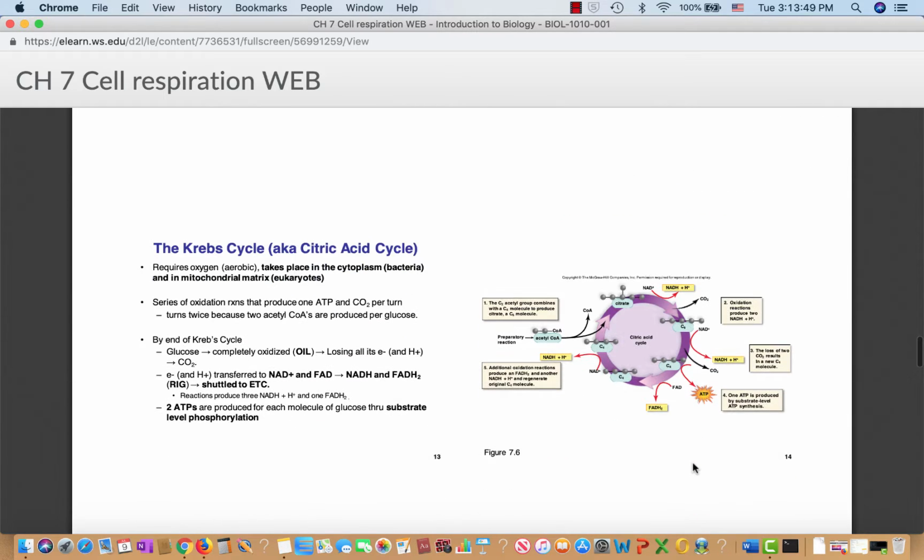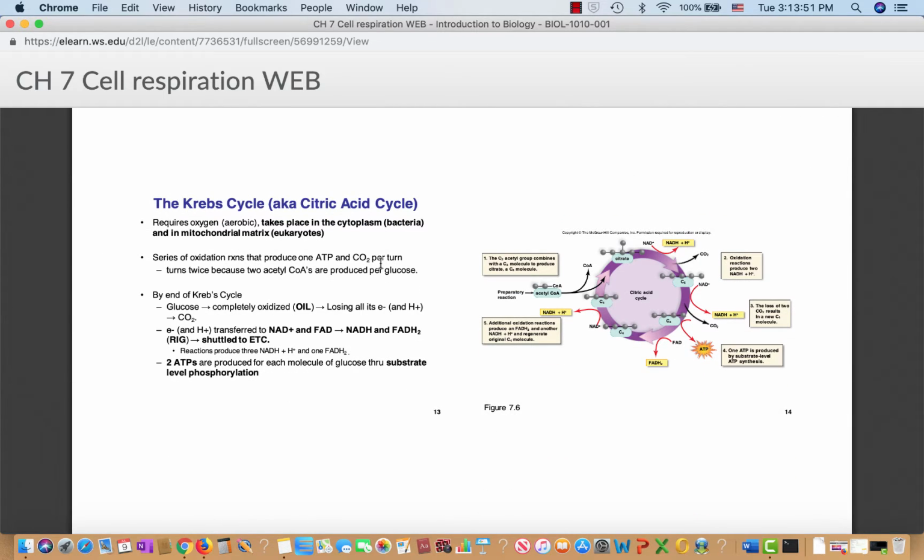So far so good. We go to the citric acid cycle, and this requires oxygen. It's an aerobic reaction. It takes place in the cytoplasm of bacteria, but we're not bacteria, so it takes place in the mitochondrial matrix. And again, mitochondria is not enough. It's the matrix of the mitochondria.